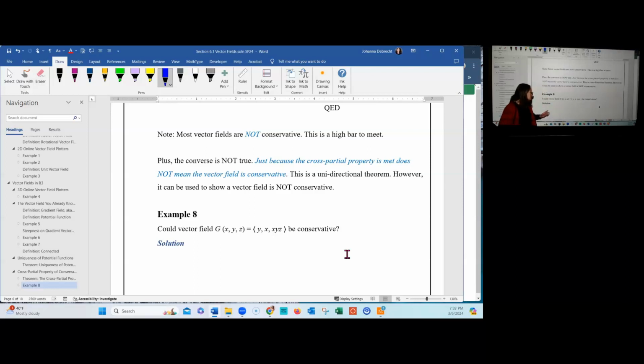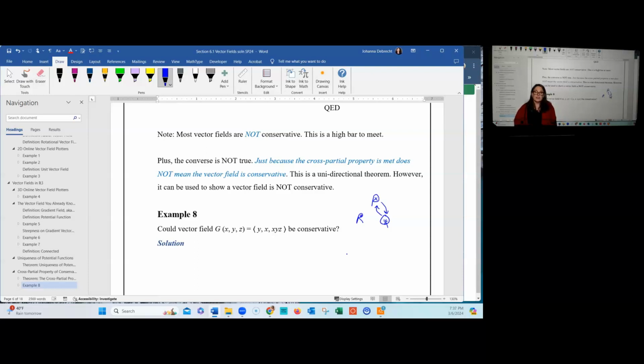Let's take a look at our last example, number 8. We are given a vector field G of x, y, z equal to y, x, xyz, and we're asked, is it possible that this is a conservative vector field? To do this, we need to establish the three cross-partial derivatives. Remember to draw your P, Q, and R in a circular pattern and to connect the pieces like this. Remember that P generally refers to the X component, Q represents the Y component, and R represents the Z component.